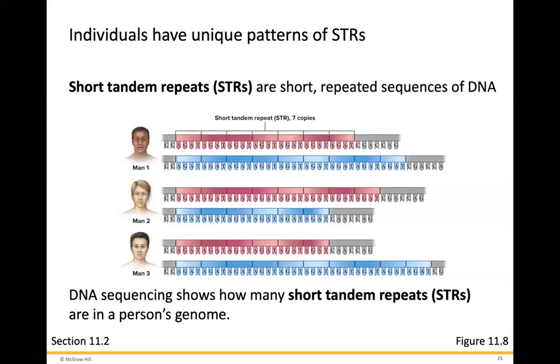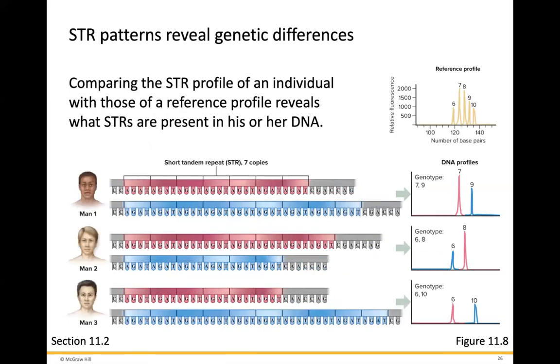Okay, so if you look here in this first individual, these STRs are found in every individual. So this particular short tandem repeat is AGAT. You can see it repeats itself, AGAT. What is unique is that these short tandem repeats are going to vary in number between individuals. So here we can see in individual number 1, there's 7 of them, and in individual number 2, there's 8 of them, and in individual number 3, there's 6 of them. DNA sequencing shows how many short tandem repeats are in a person's genome. These short tandem repeat patterns reveal genetic differences.